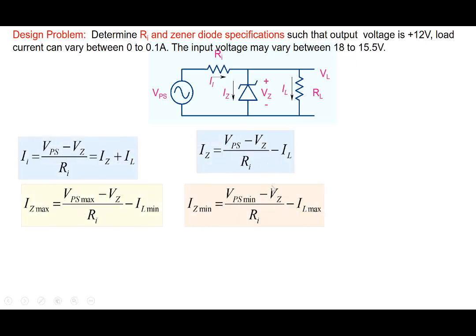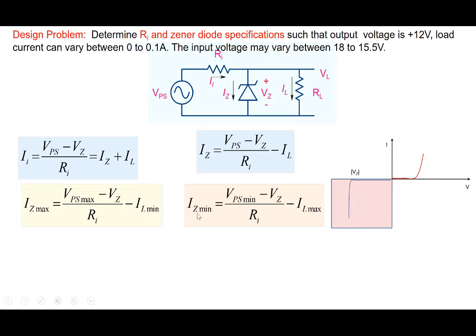So these are the equations that are there here. Basically these equations, Iz max and Iz min here. And our problem is, as I said, that we want to remain in this vertical region here. We want to remain in this particular region here and away from the knee here. And we don't want to go to excessive Zener current also, to avoid damaging the Zener diode here.